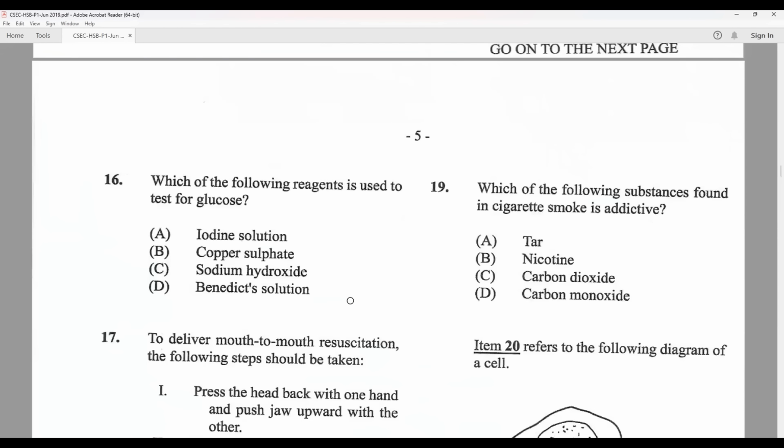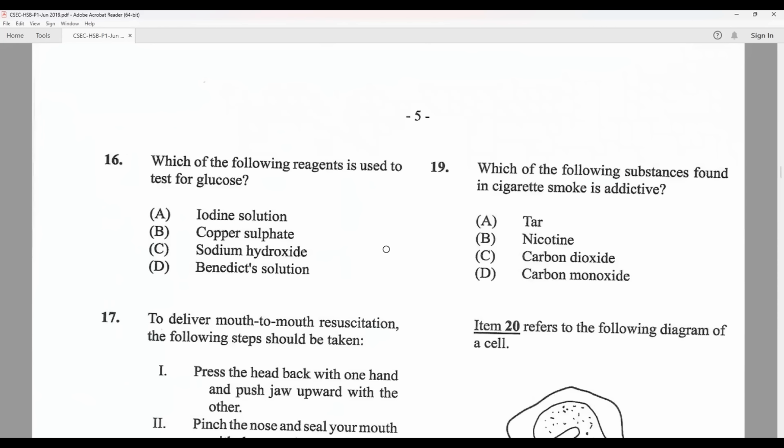Question 16. Which of the following reagents is used to test for glucose? Iodine solution, we know that's for starch, but we're looking for glucose, which is a reducing sugar, and you know that's Benedict's solution. Benedict's solution, 16 is D.